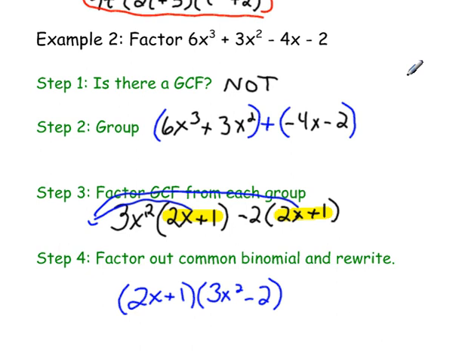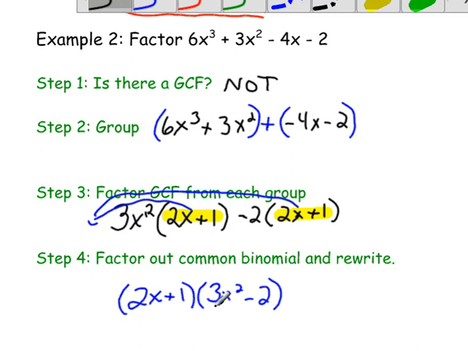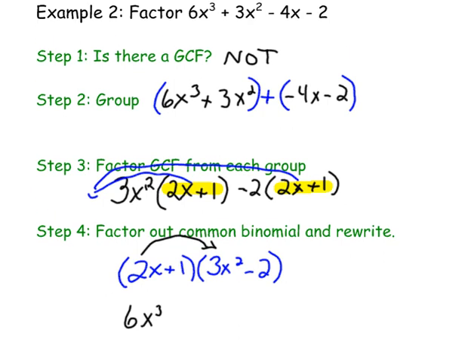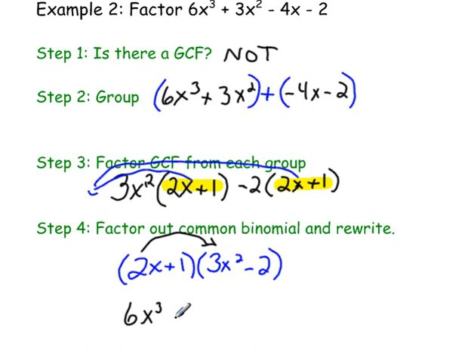There you have it. If you want to check your work with this method, we simply use either the distributive property or the FOIL method, multiply it out, and we should get our original problem. So let's try that. First times first is 6x to the third, outside minus 4x, my inside is plus 3x squared, and last times last is minus 2.